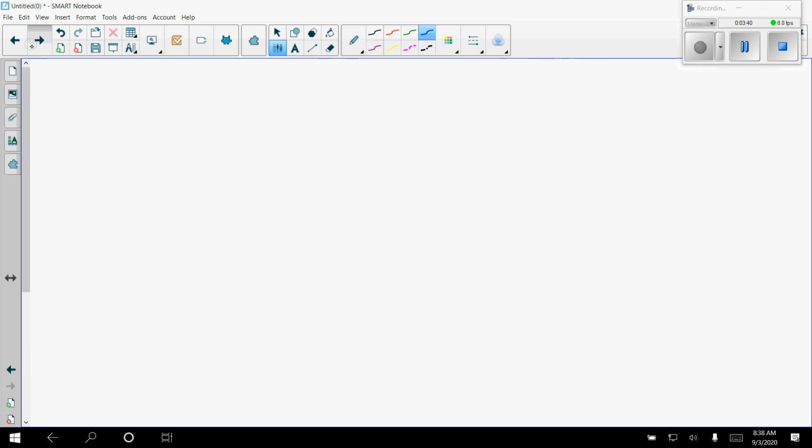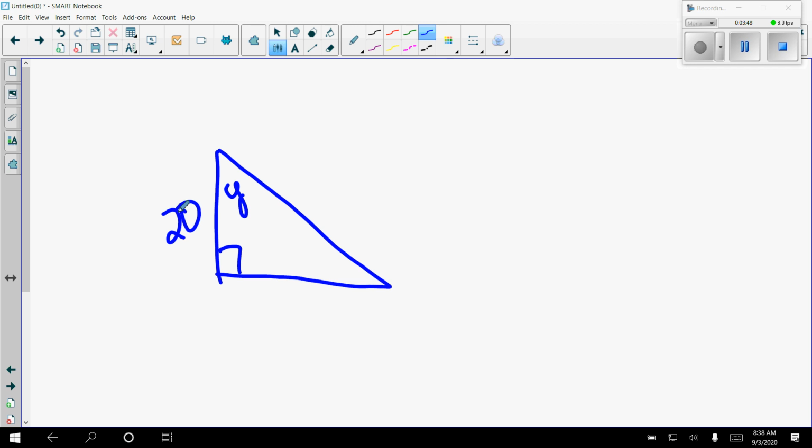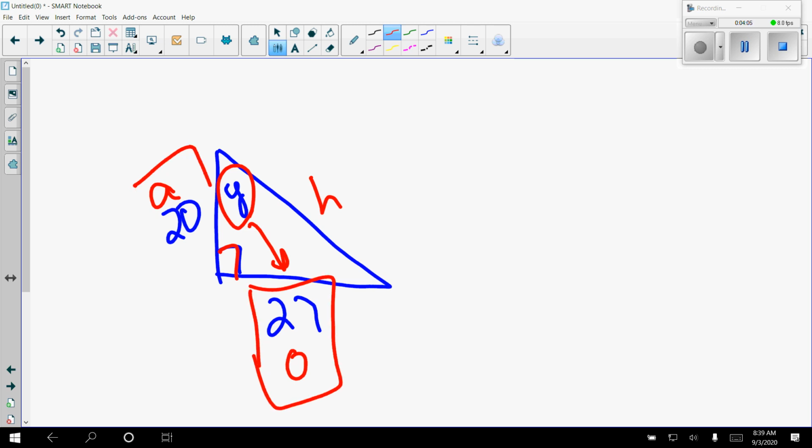All right, so let's look at one more example on this video. Here's my right triangle. Let's say there's my missing angle. This is 20, this is 27. So start, there's my right angle, so this would be the hypotenuse. Reference angle, so there's opposite. What's left over is adjacent. So the two things we care about are opposite and adjacent.